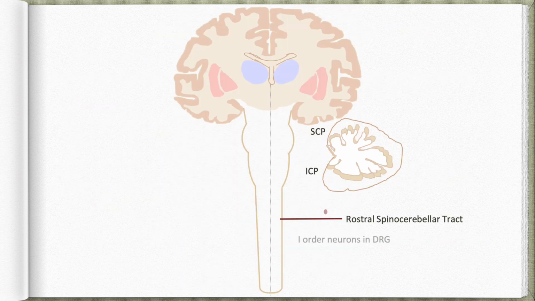So let us see the tracts here. The rostral spinocerebellar tract fibers: first order neurons in the dorsal root ganglion, second order neurons located in lamina 5, 6 and 7. These axons ascend on the same side, reach the medulla. In the medulla, they join with inferior cerebellar peduncle and reach the cerebellum.